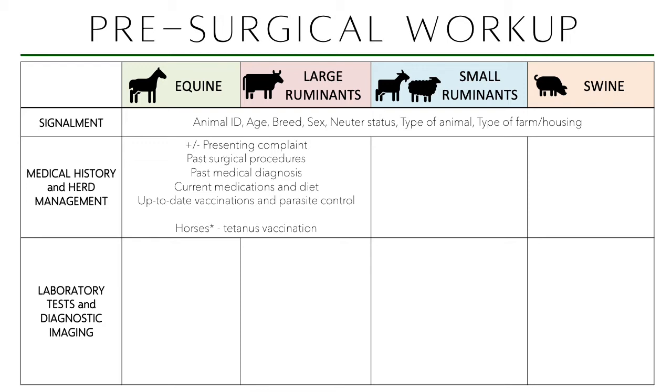You have to identify as well if this animal has a history of past surgical procedures, was diagnosed before with a certain medical problem. Is it currently taking medications for a certain problem? What is the diet of this animal? This is very important for your breeding animals because they change diet depending on the stage of gestation. So you also have to identify that. You have to ask for records of vaccination, parasite control, like deworming, to make sure that there is no pre-existing medical problem in this animal.